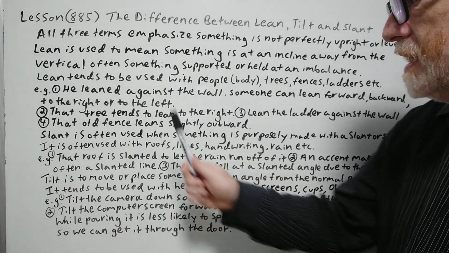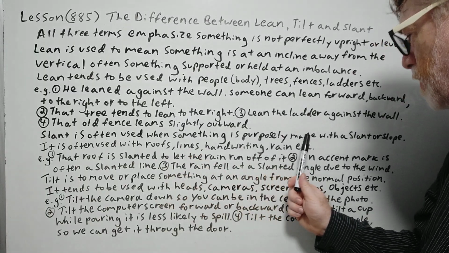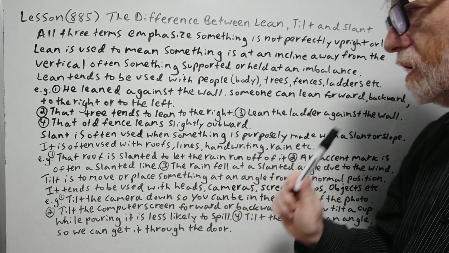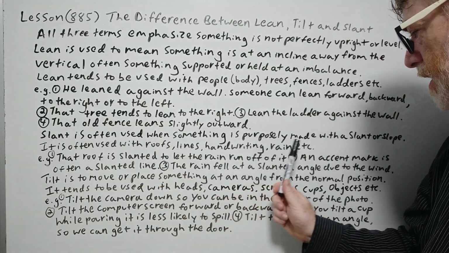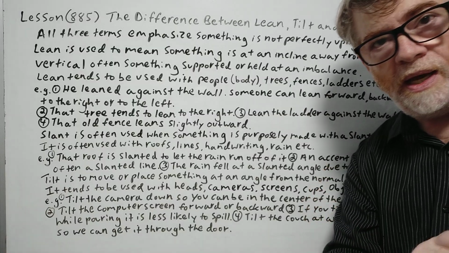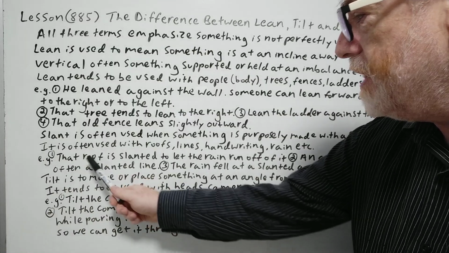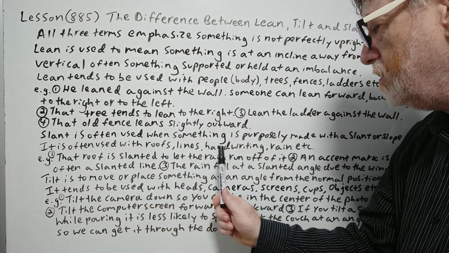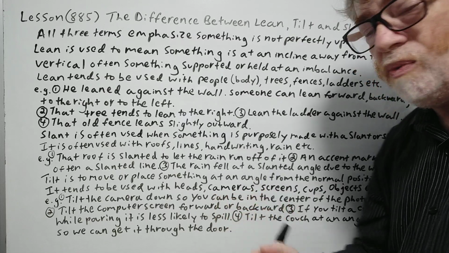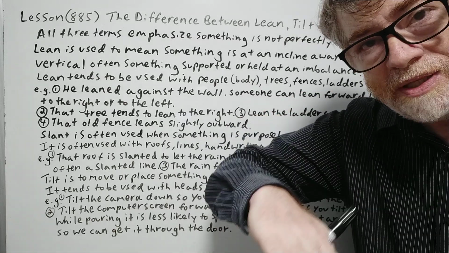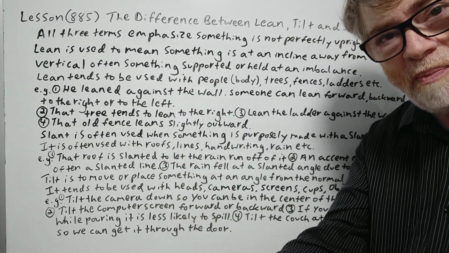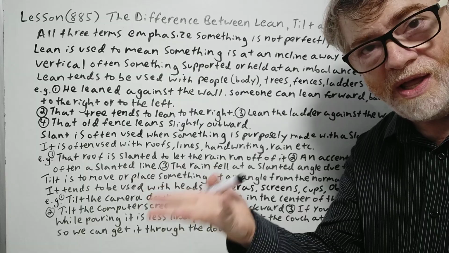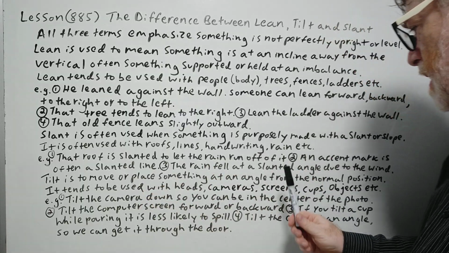Let's continue. Slant is often used when something is purposely made with a slant or slope. It is often used with roofs, lines, handwriting, rain, etc. Okay, and we have some examples. That roof is slanted to let the rain run off of it. So we built it that way. We purposely built it on this angle. So when the rain comes, it will run off the roof. It won't pile up. You won't have a little flood on the top of your roof.